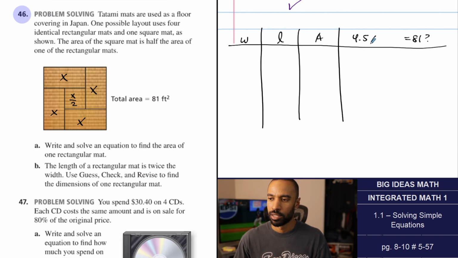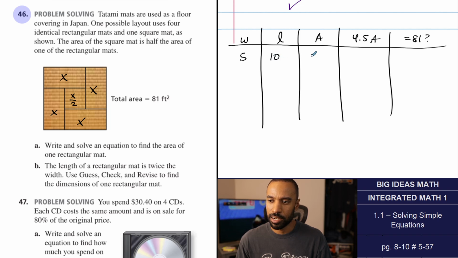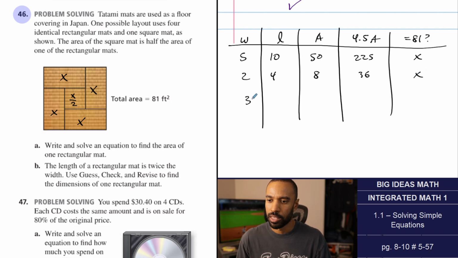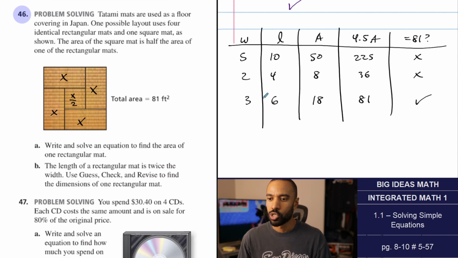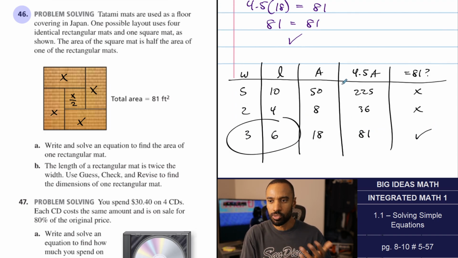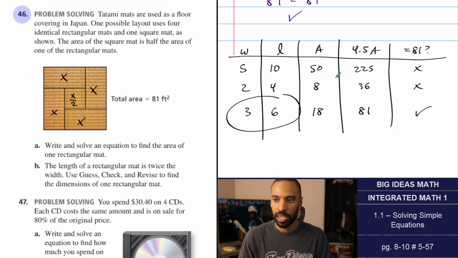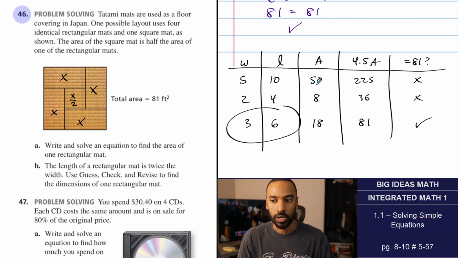We could have said, this is 5, this is 10, this is 50, that's 225. Does it equal that? No. And then this was 2, this was 4, 2 times 4 was 8, 4.5 times 8 is 36. Does it equal 81? No. This is 3, twice that is 6, 3 times 6 is 18. Multiply that by that is 81. Does it equal 81? Yes. So I think that's a better way to use guess, check, and revise. It's a little cleaner, as long as you know what you're doing from one to the other.